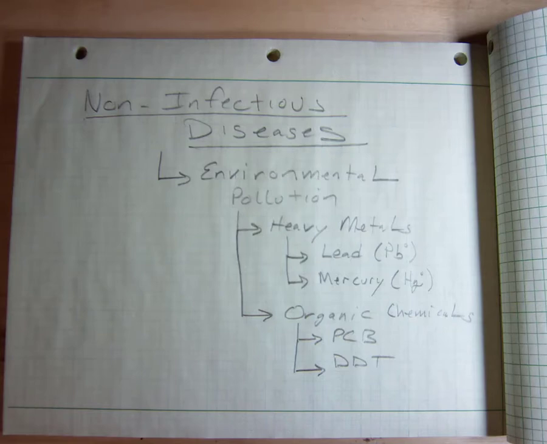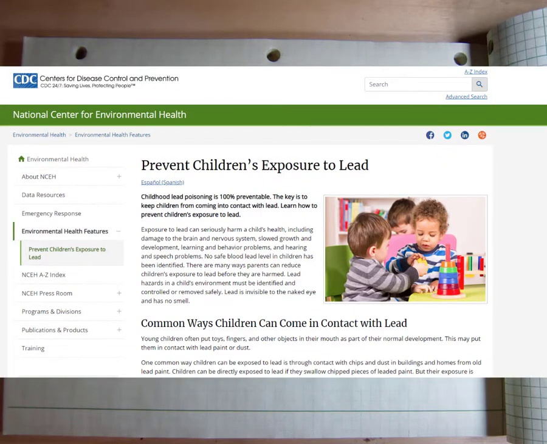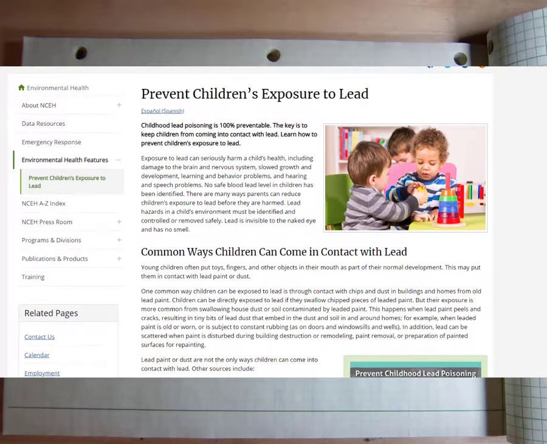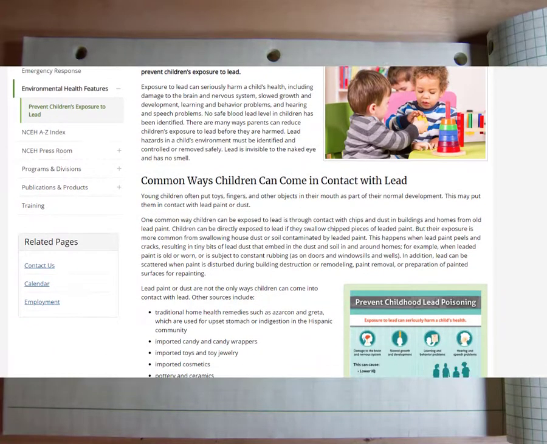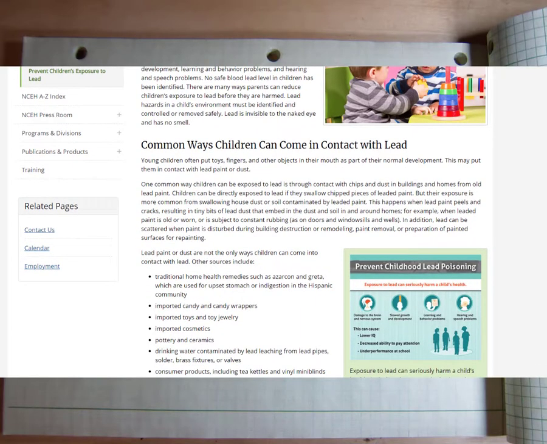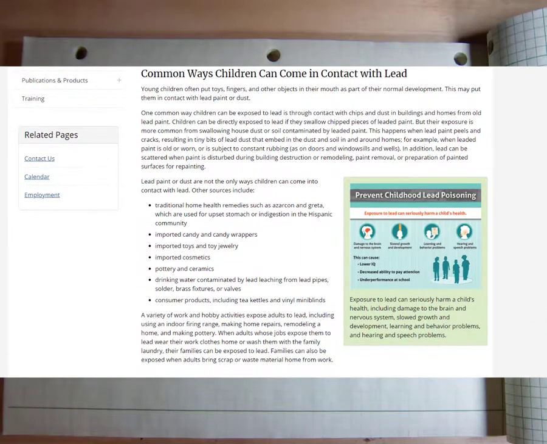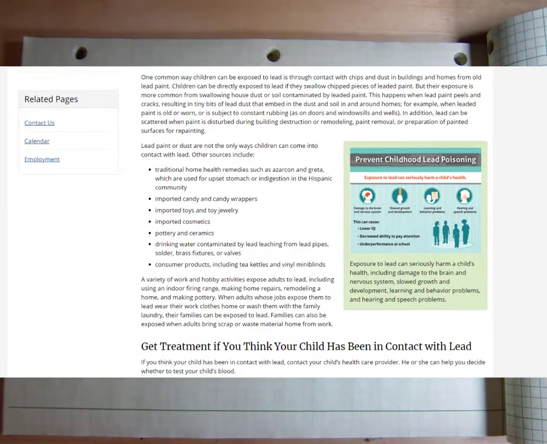Now let's look at a substance that is known to cause non-infectious disease. The substance is the element lead, or Pb, known as plumbum on the periodic table. Lead is one of the heavy metals involved in non-infectious diseases. The public health problems related to lead poisoning have long been associated primarily with ingestion by children of peeling lead-based paint.